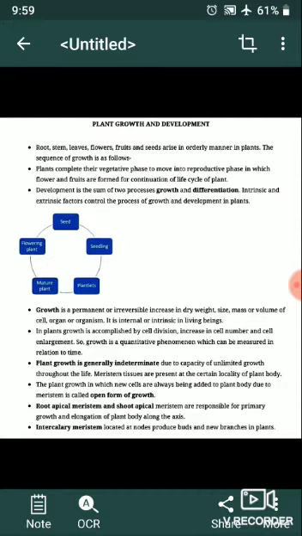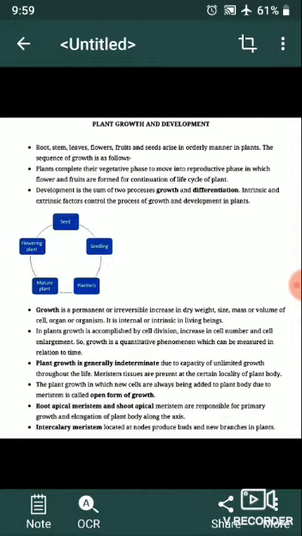Orderly manner in plants, what are all these things? The sequence of growth is as follows. Plants complete their vegetative phase, move into the reproductive phase, producing flowers and fruits, which form the continuation of the life cycle of the plant.